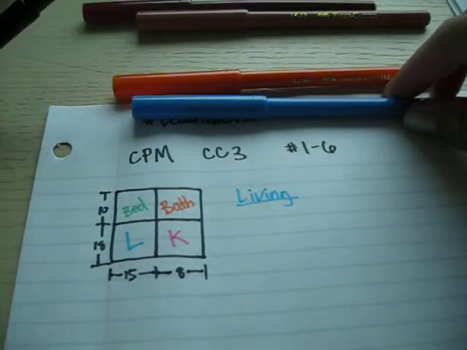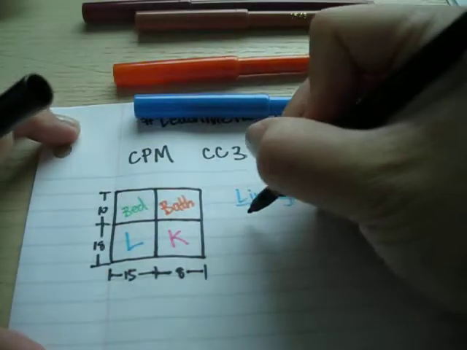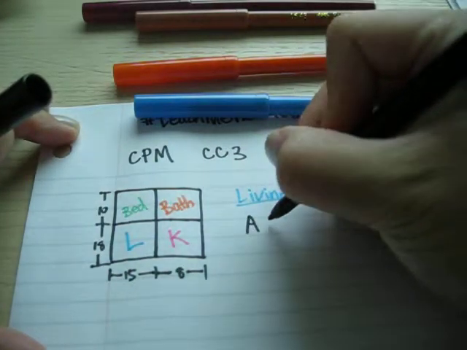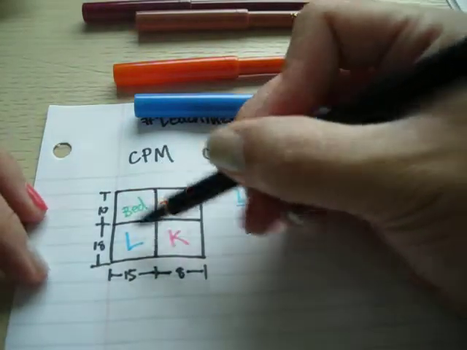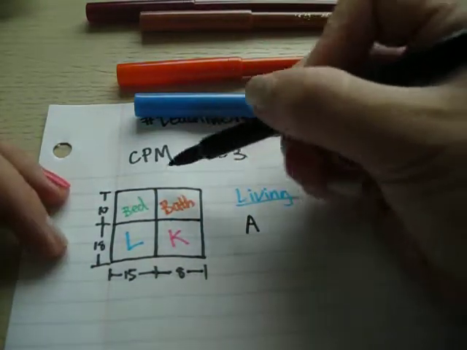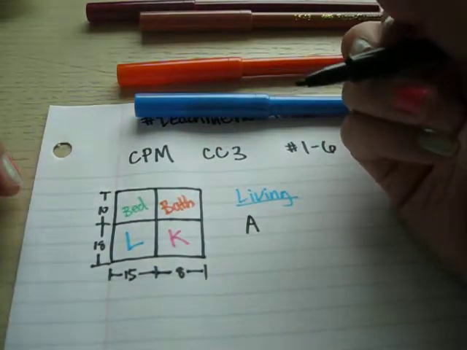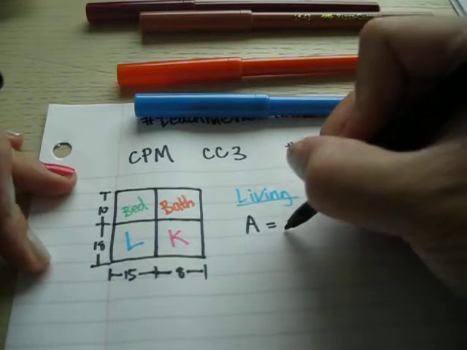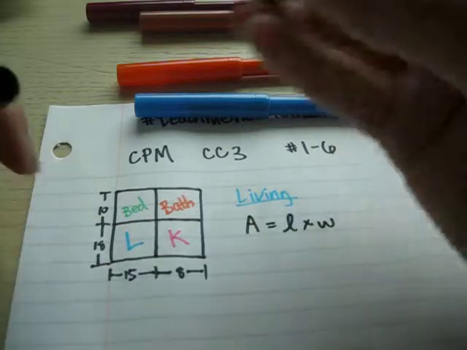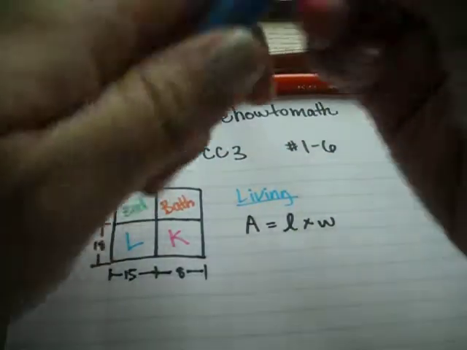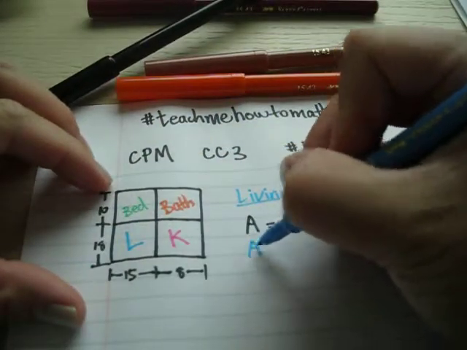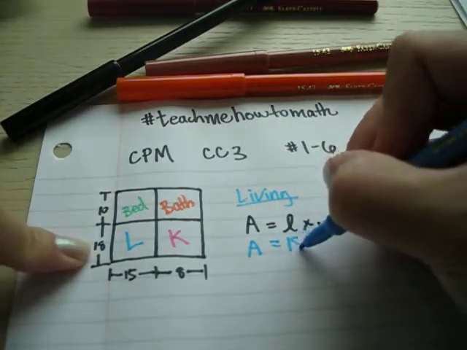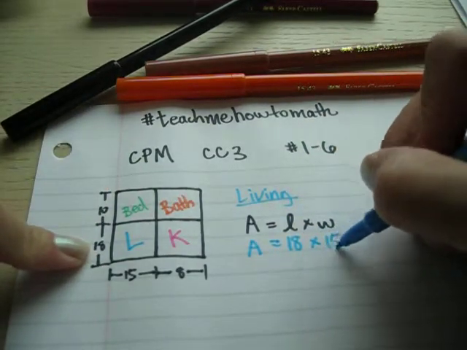Alright. Well, we know that the area of a rectangle, they did say that this is a rectangular shaped room, and if you split apart a rectangular shaped room into pieces like this, the pieces are going to be rectangular as well. So the area of a rectangle is length times width. That means the area of the living room is going to be 18 times 15.